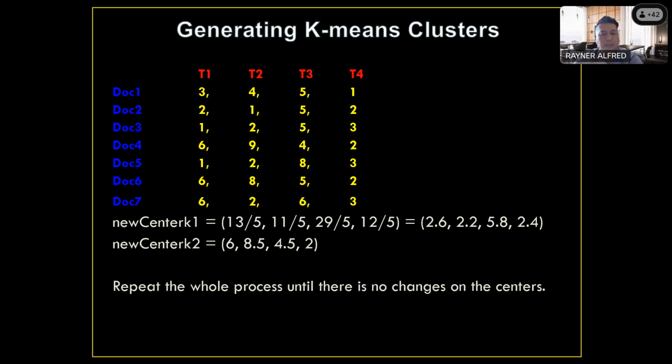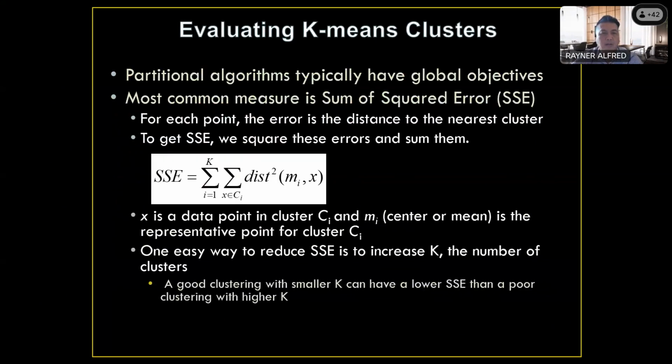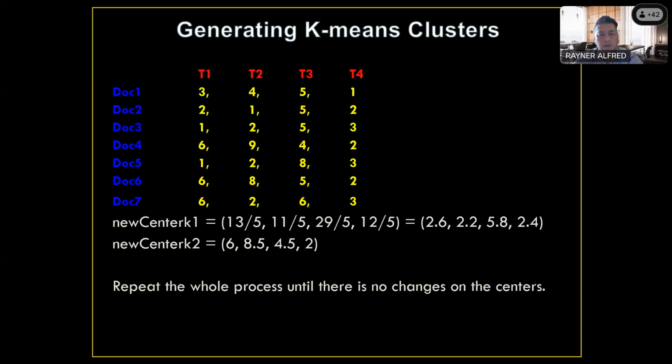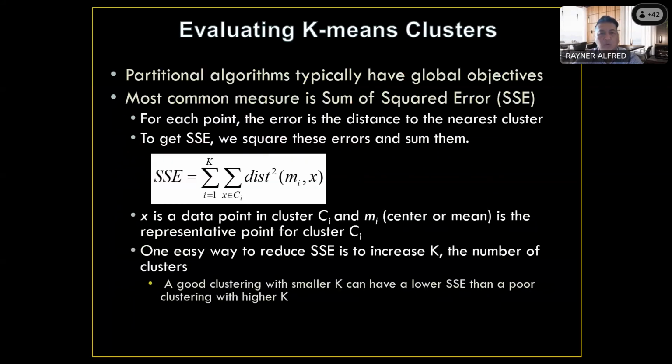Okay, so we will repeat this process until there are no changes of membership of the clusters. That means they have become stable already. So the question here is, we have 2 clusters, so how do we measure the quality of the cluster? How do we measure the compactness? The sum of square error will give you the impression of how compact the cluster is. So the smaller the sum of square error, the better the clustering result.